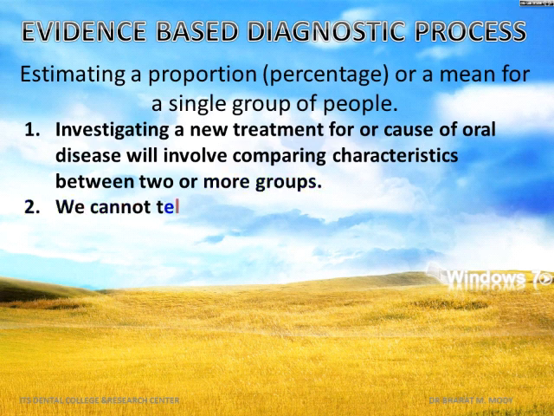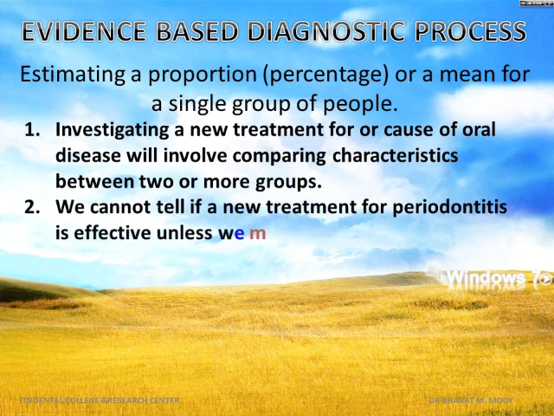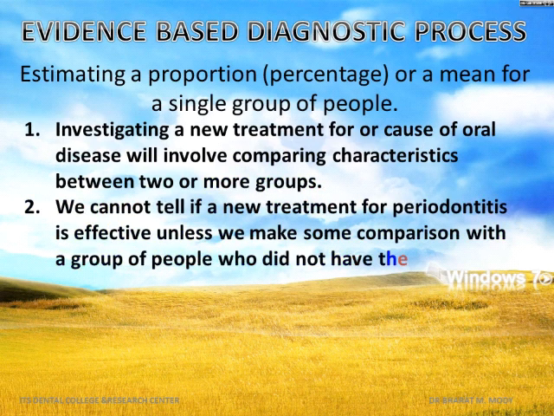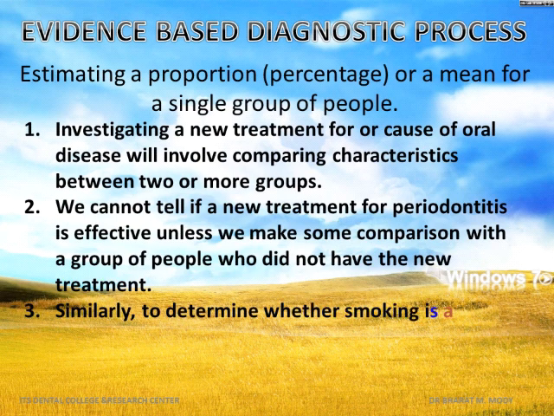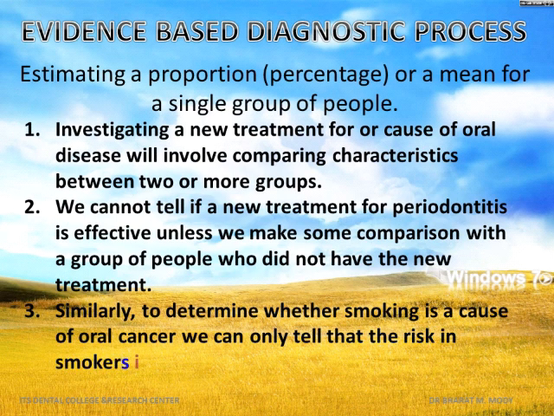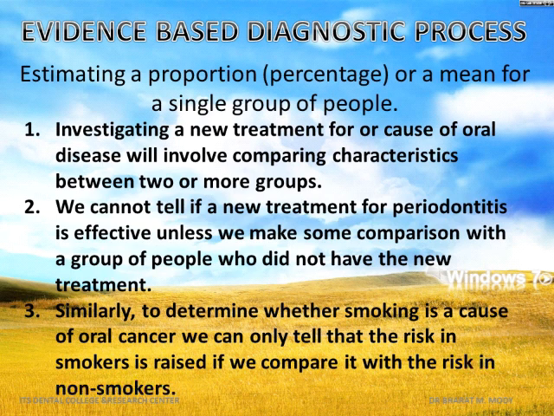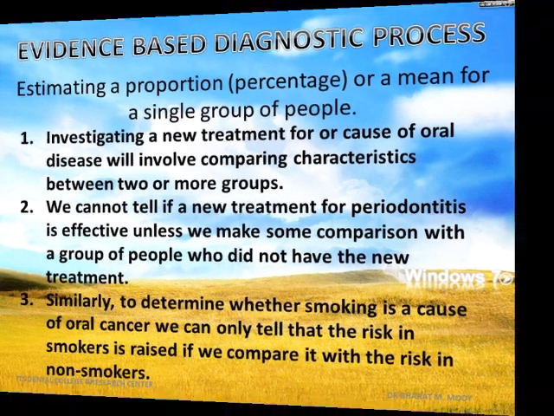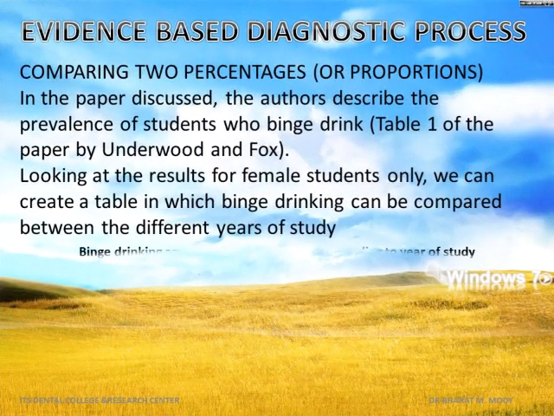Investigating a new treatment or cause of oral disease involves comparing characteristics between two or more groups. We cannot tell if the treatment for, say, periodontitis is good unless we are able to tell how effective it is for people who have not taken it. So the difference which is there, you have to cut out the baseline first.